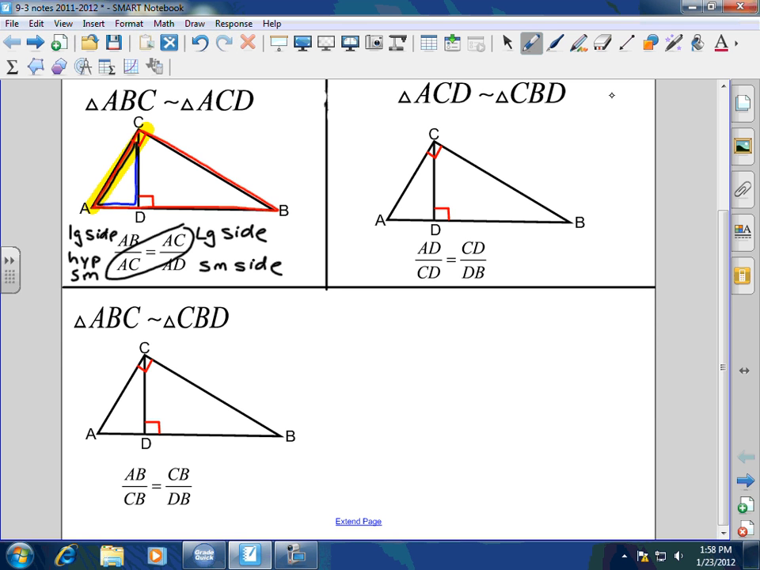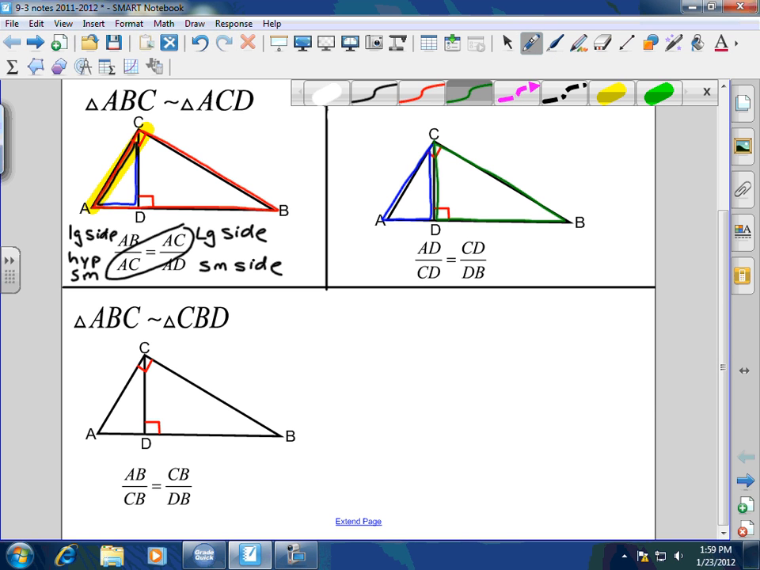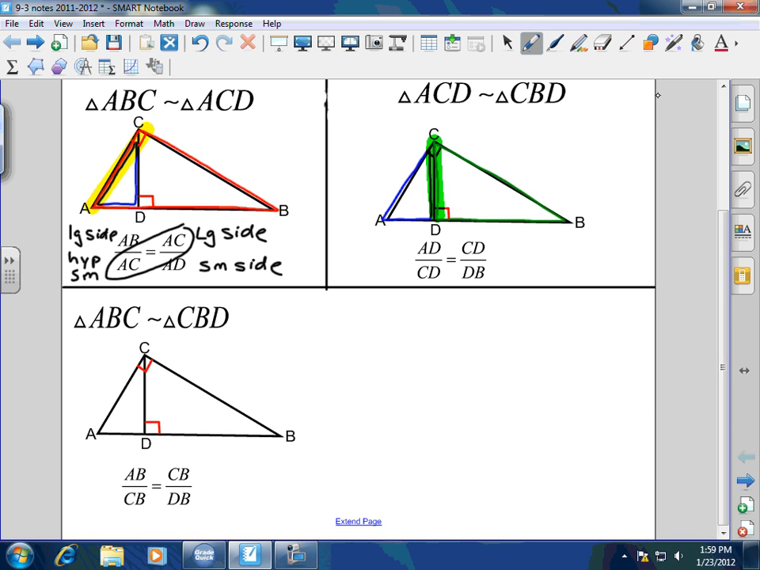Always. Now check this one out, gentlemen. I've got ACD, which I'm outlining in blue, and I've got CBD, which I'm outlining in green. What is the shared side? CD. Thank you. Very good. So since that's the shared side, that's my mean. So check it out. AD, which is small triangle, to shared side, equals shared side to larger side, DB. Does that make sense, boys?